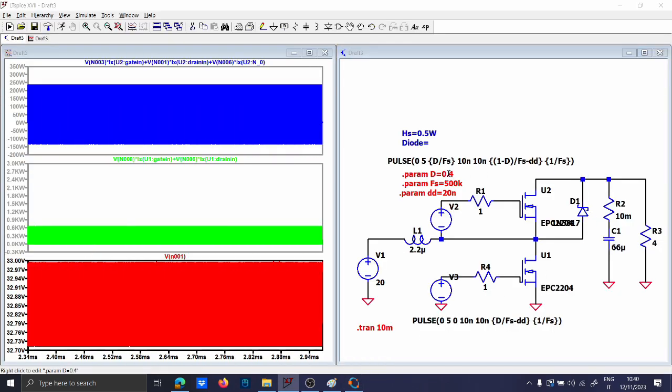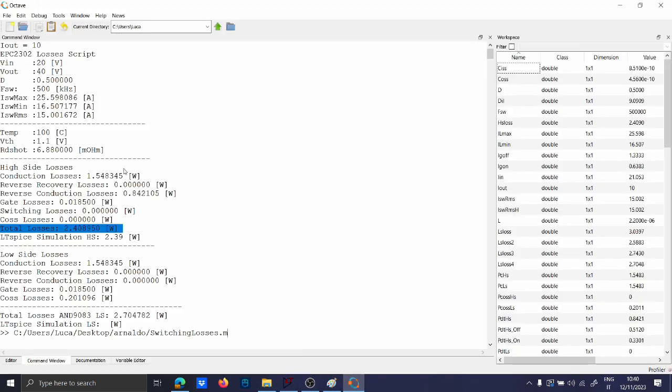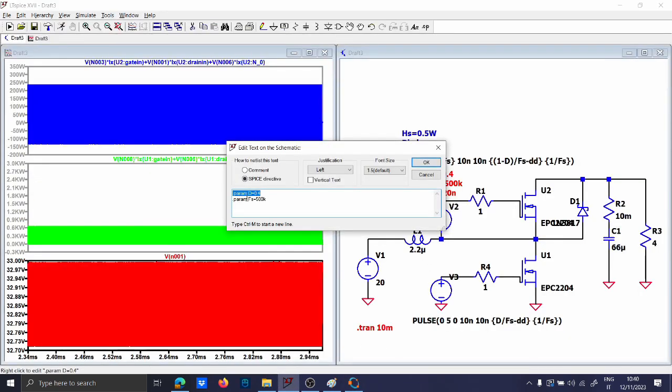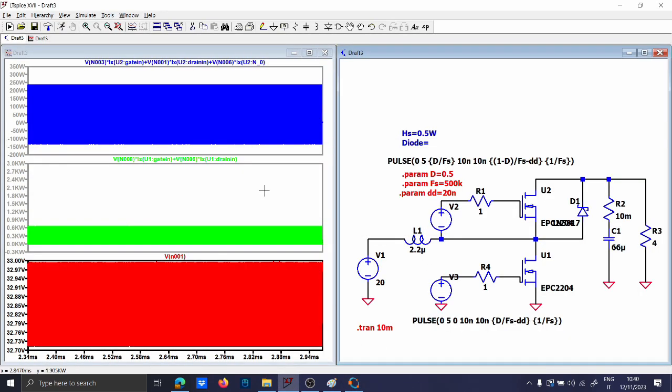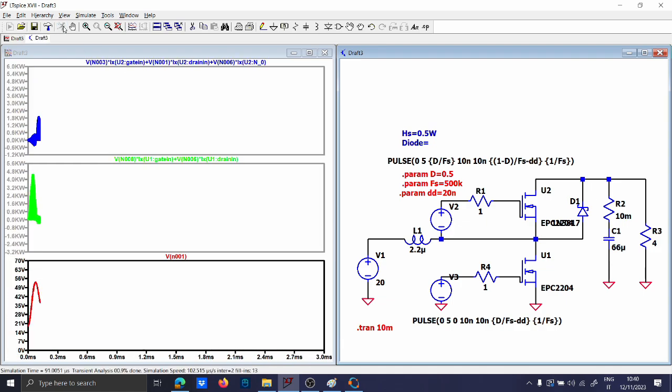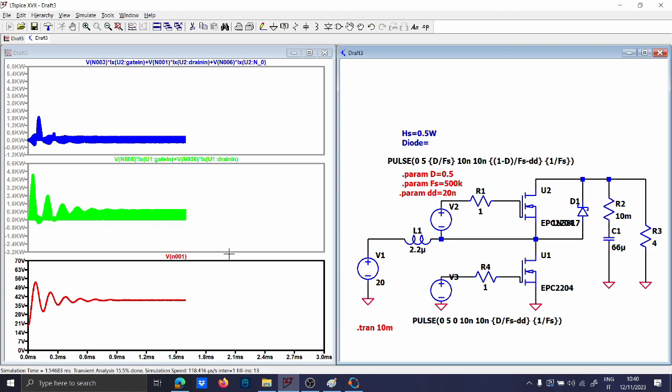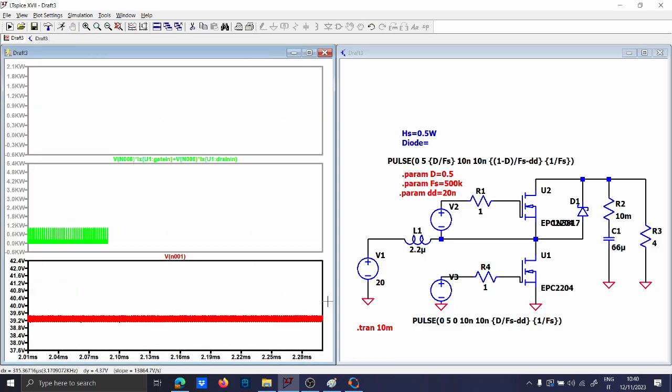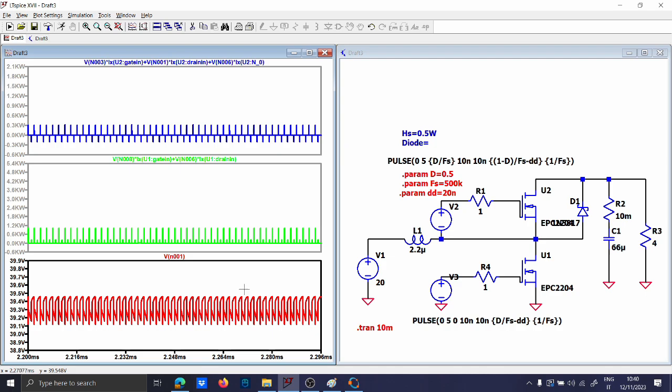Okay. Wait a minute. So I have to insert the duty cycle here, which is 0.5. Okay. My duty cycle was wrong. Sorry for that. Let's wait again. Now the voltage should be around 40 volts, and the current drained should be around 10 amps. Okay, I think that it is enough. Yes, it is around 40 volts, so it is correct.